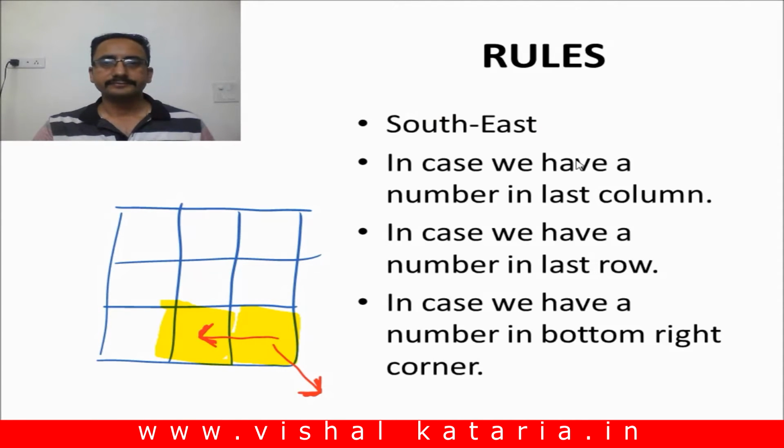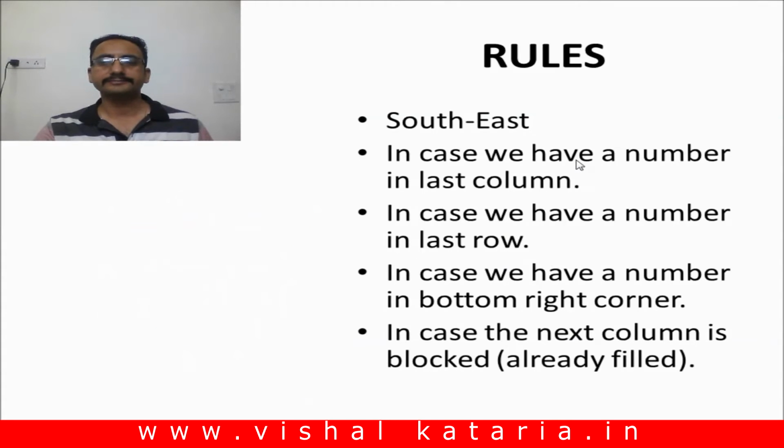Similarly, if we are moving from one column to the next column using the southeast rule, and the next column is already occupied by another number, we will use the same method. Means we will go to the immediate left hand side column, the next immediate left hand side square. Now let's see this example.